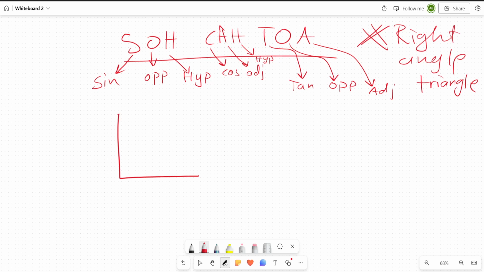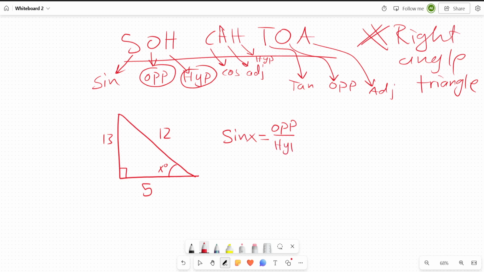So let's say we have this right angle triangle over here. Its dimensions are, let's say, 5, 12, and 13. And we have this angle over here, we'll call it x degrees. Sine of this angle, so sine x from SOHCAHTOA, sine equals opposite over hypotenuse.